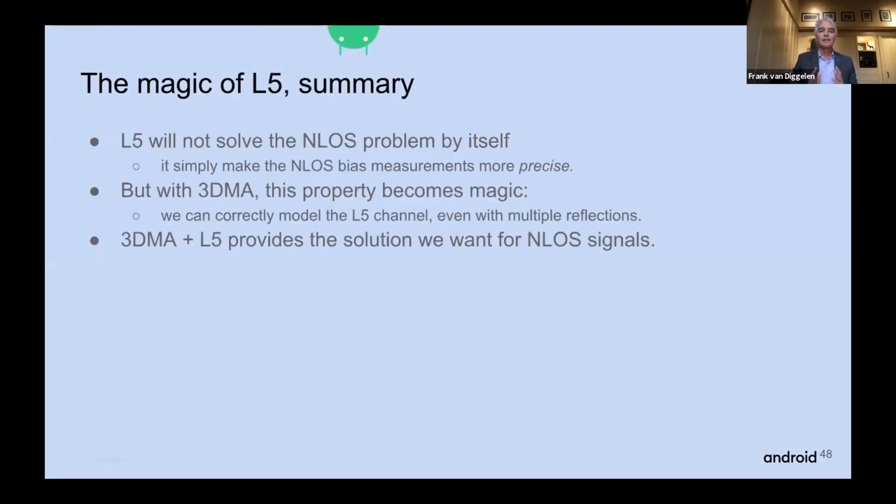So in summary, L5 alone is not going to solve the non-line of sight problem because there's still a bias with an L5 measurement. It's just more precise. But it's this precision that gives us the magic because we can use it to model the reflection, even multiple reflections. And so 3D model assistance plus L5 provides the solution that we really want for non-line of sight signals.